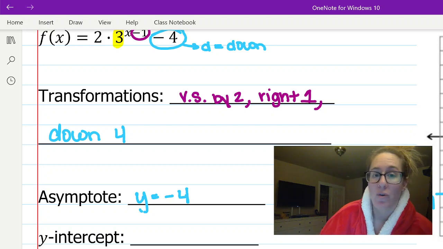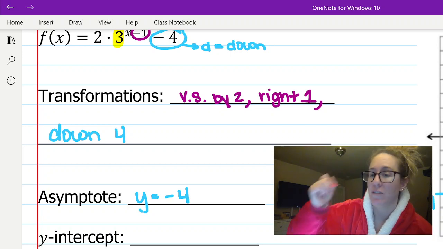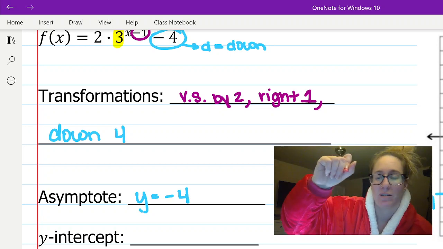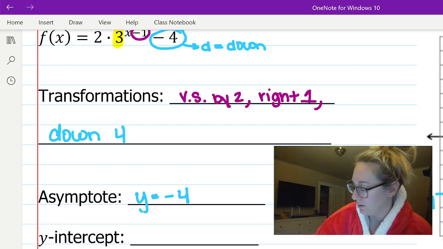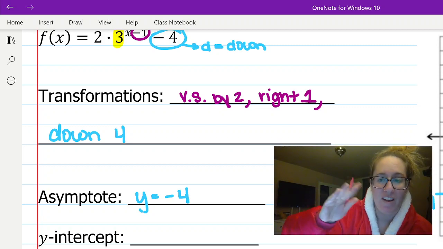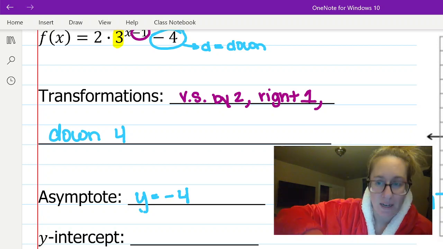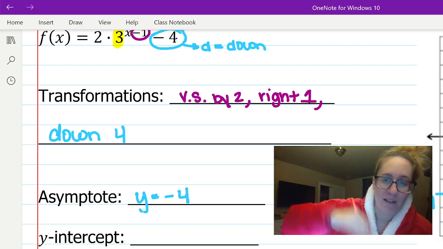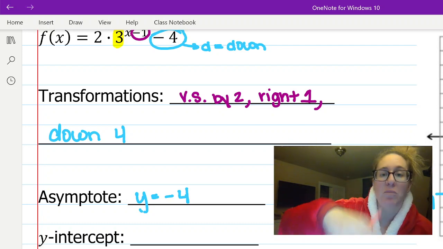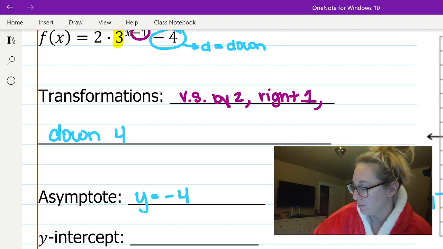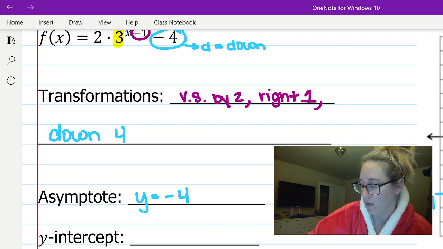However, I do have a vertical stretch by 2. So instead of stretching 1 away from the asymptote, I'm going to stretch 2 away from the asymptote. So I'm going to be up 2. All right, so now I have performed my stretch. I'm not done yet. I've just now stretched by 2 vertically. I do still need to move right 1. So I'm going to take this point and I'm just going to move it to the right 1, and I'm going to erase the first one that I drew.